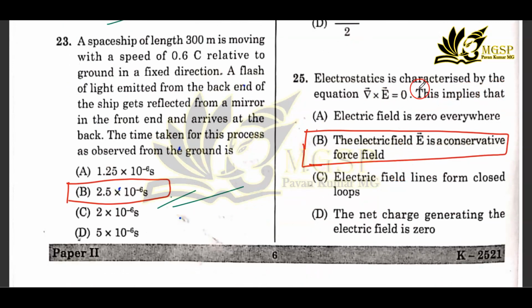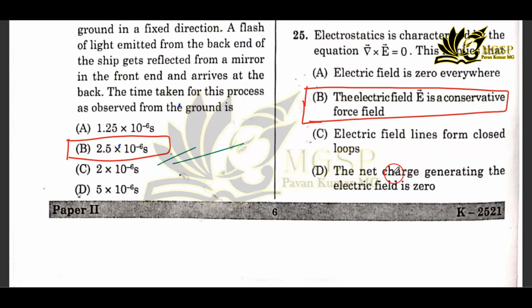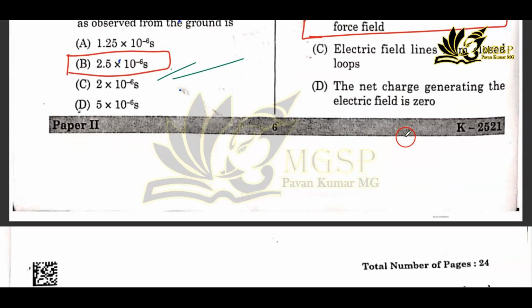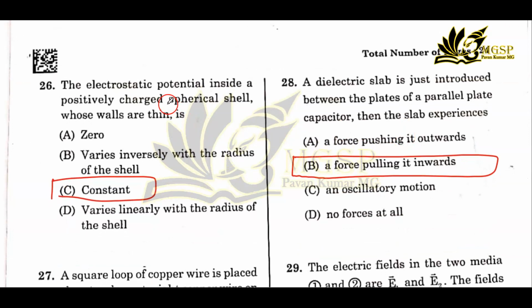And the electrostatic characteristic given by the equation del square E is equal to 0. This implies the electric field is conservative. How it is conserved, I have told these two also. The electrostatic potential inside a positively charged spherical shell. So here it is constant.